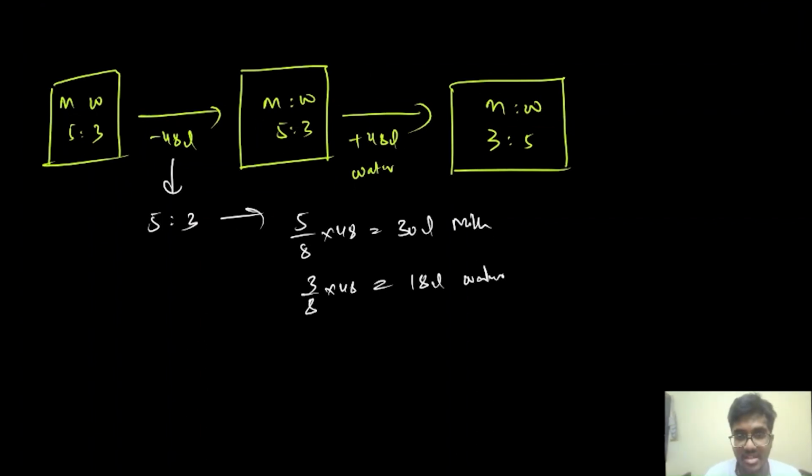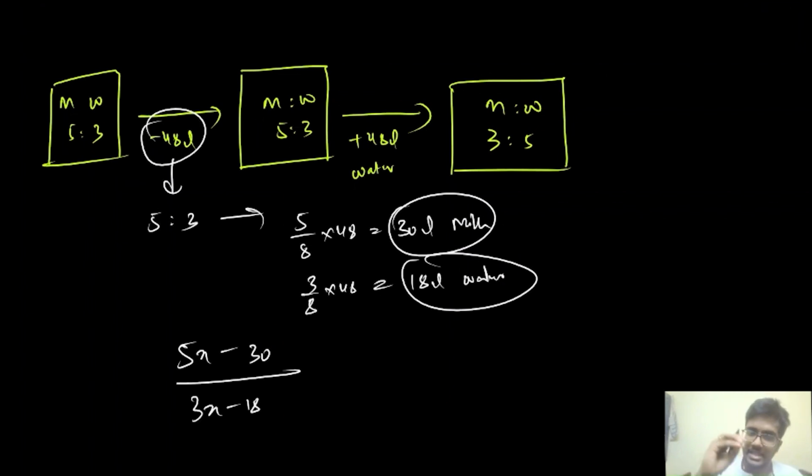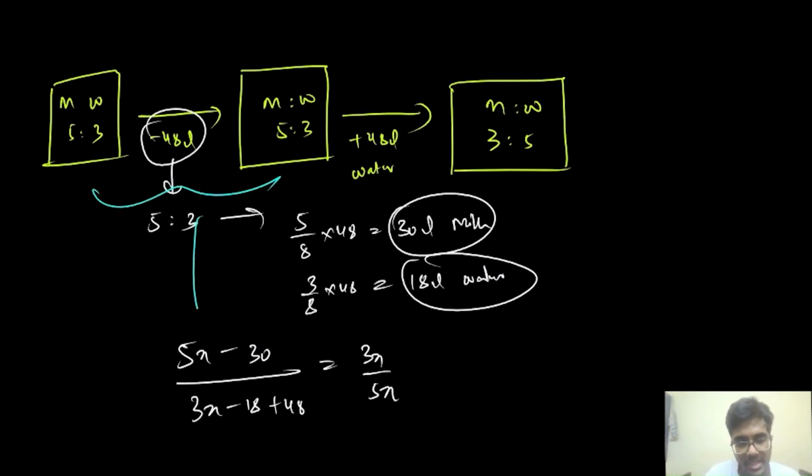And what is the next thing that you can do now? In this 48 liters, 30 liters of milk would be there, 18 liters of water would be there. So originally it is 5x of milk, and from it you are decreasing 30 liters of milk, and from 3x of water you are decreasing 18 liters of water. From 5x you are removing 30 liters of milk, from 3x you are removing 18 liters of water, and after that you are adding 48 liters of water, and this becomes 3x by 5x. I hope you have understood the derivation of this equation. This particular transition is this, and this particular transition is this.